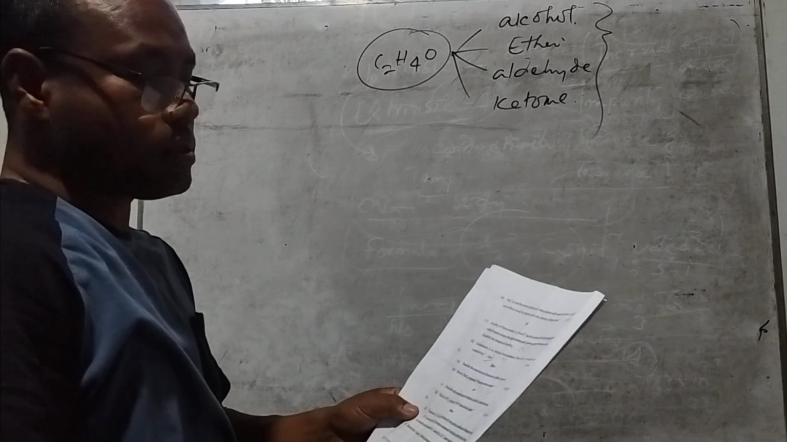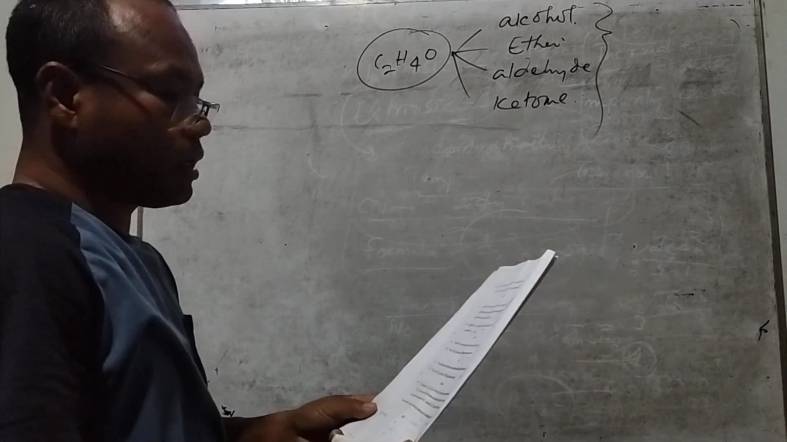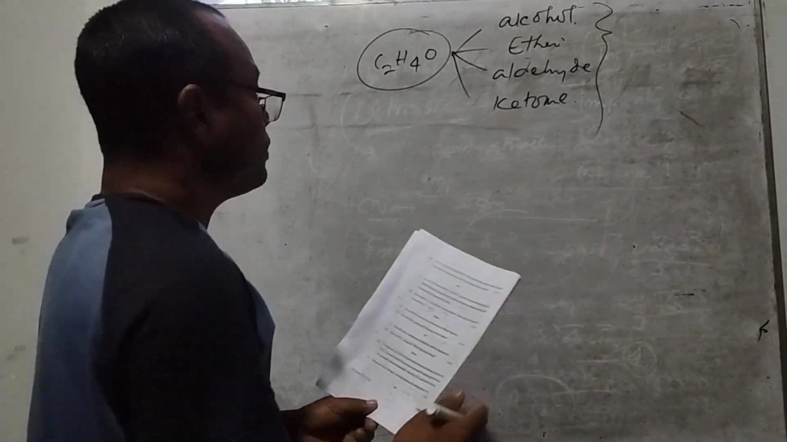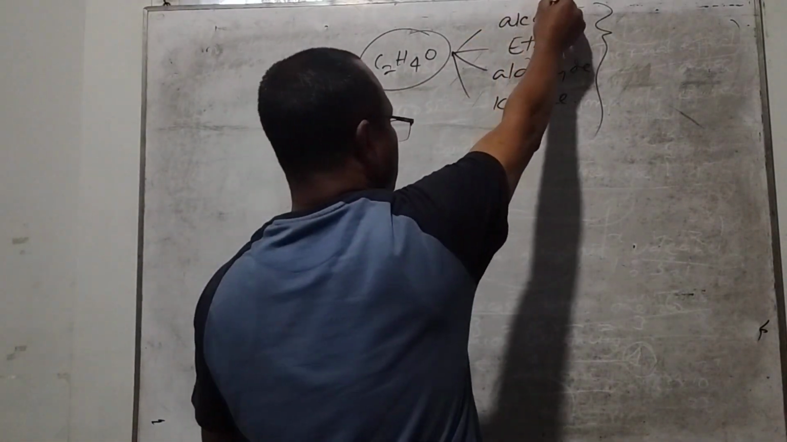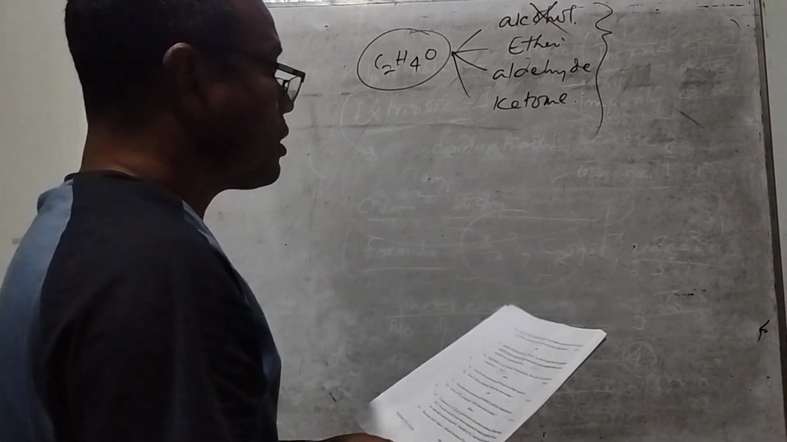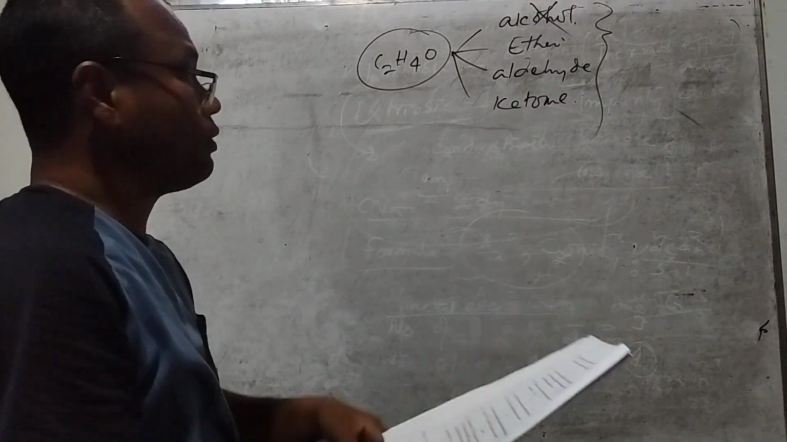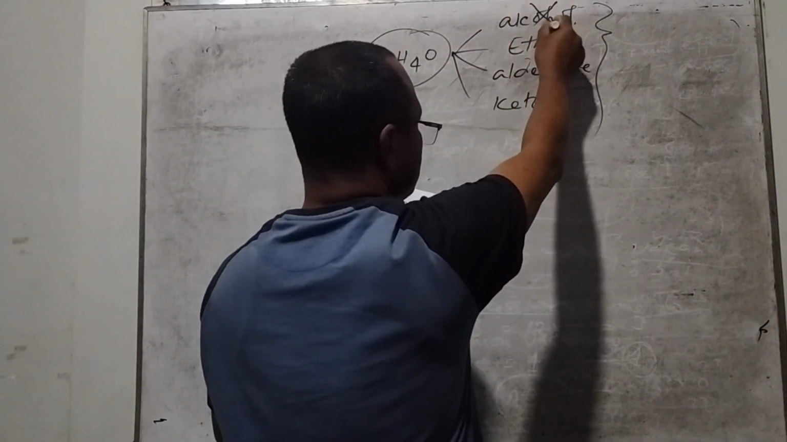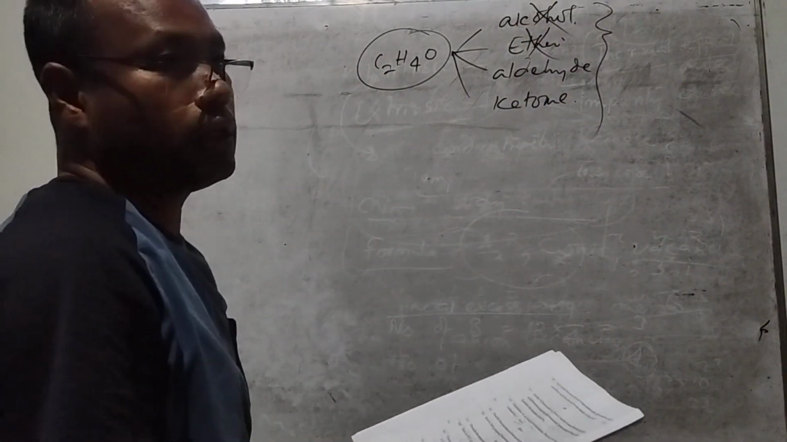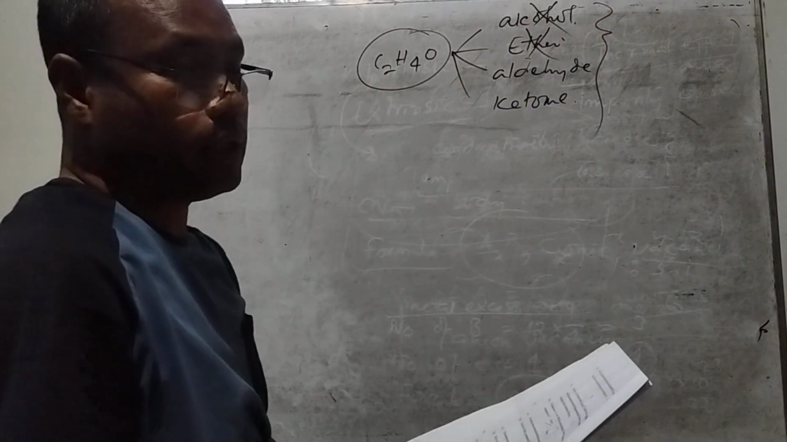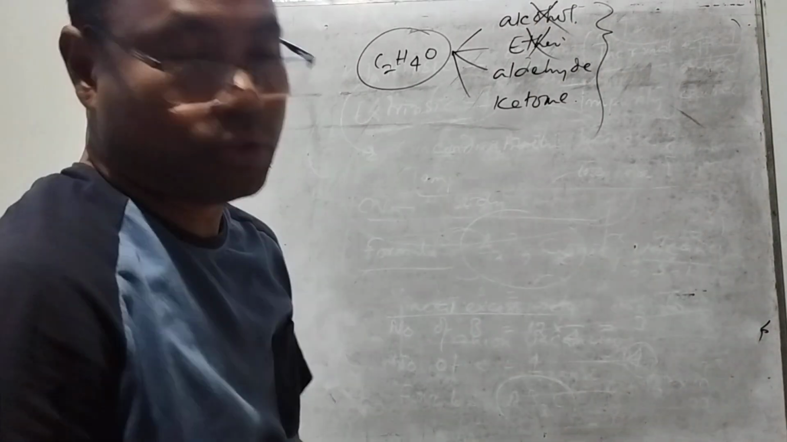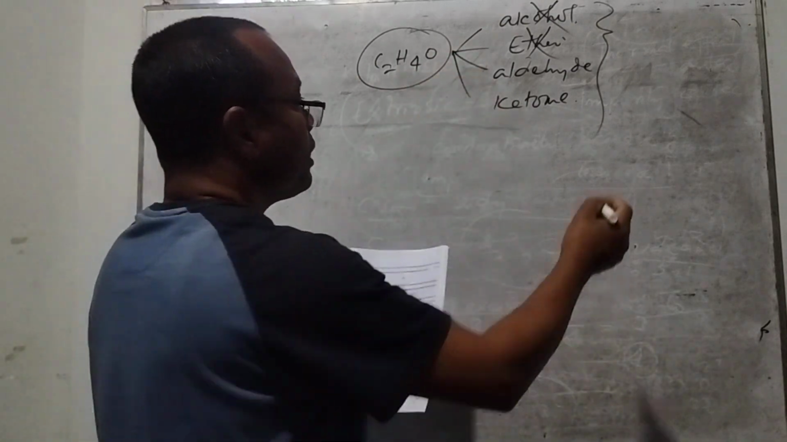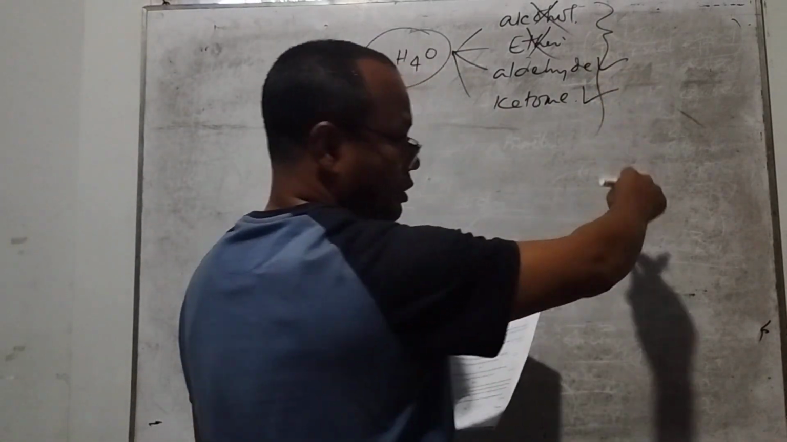But in the question, this is the compound produced by the partial oxidation of ethanol. Therefore I think it's not an alcohol, because this compound is formed by the oxidation of ethanol, so it may not be ethanol. It is also not an ether, because alcohols and ethers are functional isomers. Then only 2 options remain: aldehyde or ketone, right?